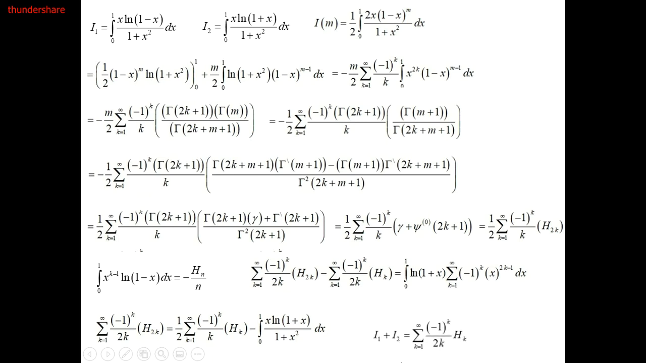So when I2 goes to the other side, and this one is the same as the original I1, we find that I1 plus I2 equals the sum from k equals 1 to infinity of negative 1 to the power k divided by 2k times harmonic number k. And this is the first relation between the three problems, that the sum of the two integrals equals half of the series of the harmonic number.